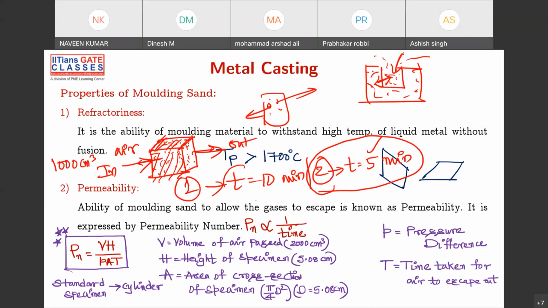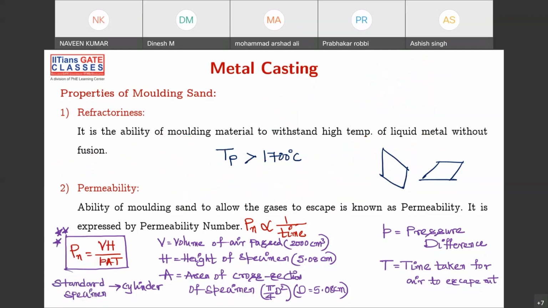In the first case it's not allowing it, because it might be happening that the sand particles are very nearby, and the air which is traveling from this side to this side might have so many intricacies and tortuosities. Because of that the air is passing a little slowly. So obviously this is more permeable, this is less permeable. Permeability is inversely proportional to time. More time, less permeable. Less time, more permeable. That is the reason why I have written here permeability is inversely proportional to time.